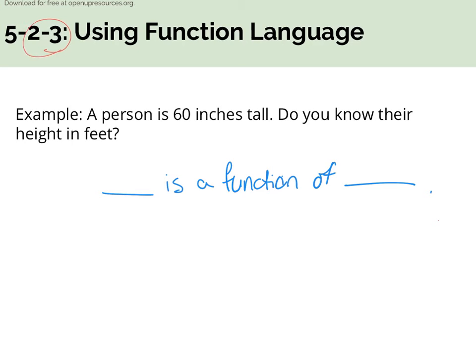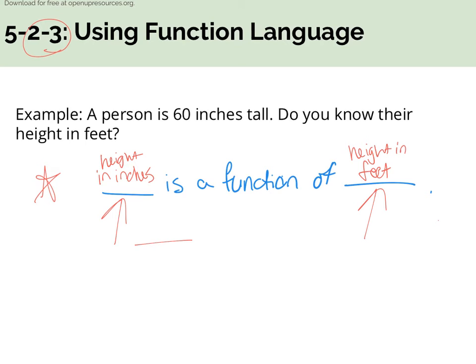The next section in lesson 2 is using function language. This is where we start writing statements where something is a function of something else. So going back to our example, a person is 60 inches tall. Do you know their height in feet? And we already said that. Yes, we do. And so what that means is that their height in inches is a function of their height in feet. We want to be thinking that their height in inches depends on whatever their height in feet is. So we could also write this as something depends on something else, and maybe that's an easier way to think of it for you. You can use either one, is a function of or depends on.